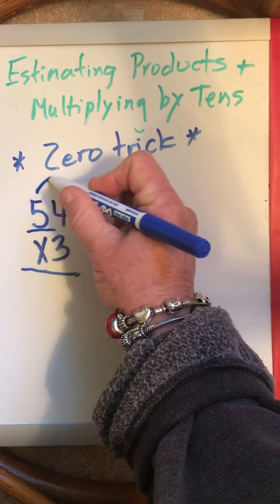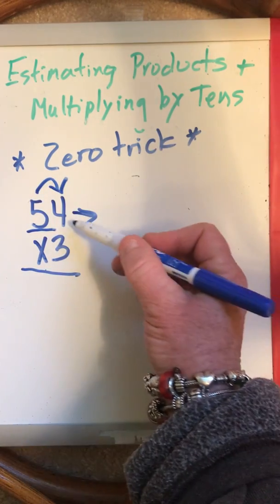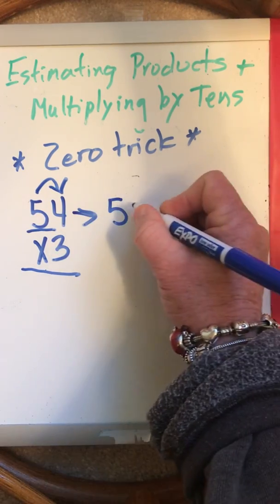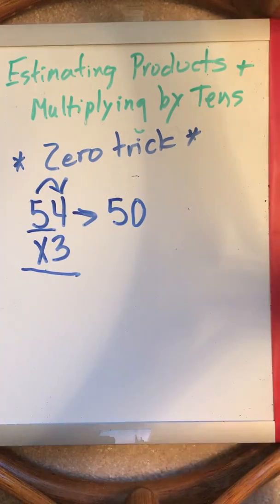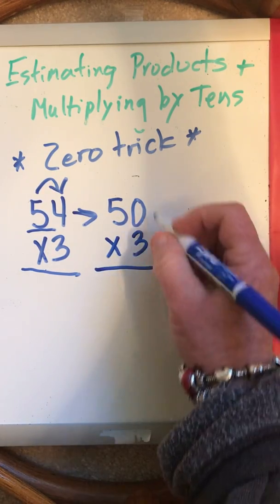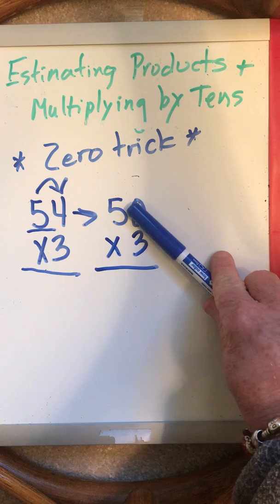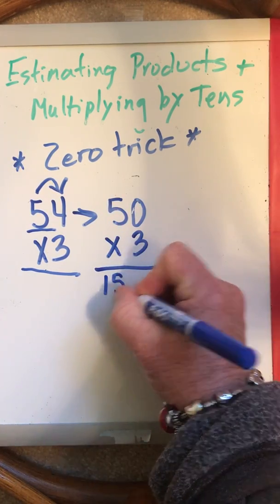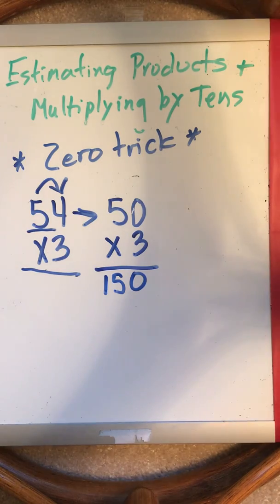which means we're going to underline the 5, draw the arrow to the 4. The 4 tells the 5 to stay the same. And then we fill everything else in with a 0. And then we're going to multiply by 3. Okay, now we can use the zero trick. Cover up the 0. 5 times 3 is 15. And then add our 0 on.